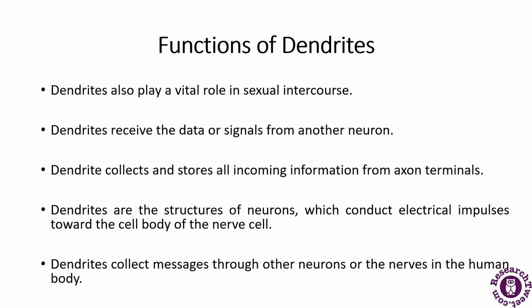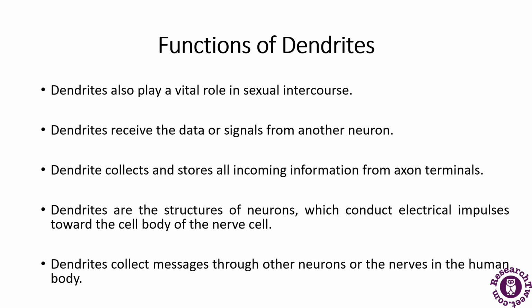Other biological processes of the dendrites: dendrites also play a vital role in sexual intercourse. The main function is that they receive data or signals from another neuron. Also, dendrites collect and store all the incoming information from the axon terminals. Dendrites are the structures of neurons which conduct electrical impulses towards the cell body of the nerve cell. Also, they collect messages from other neurons or the nerves of the human body.